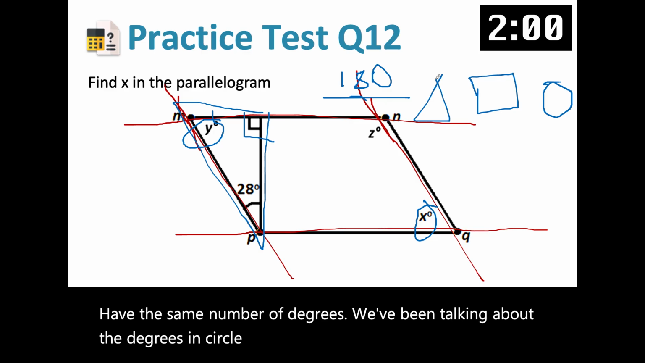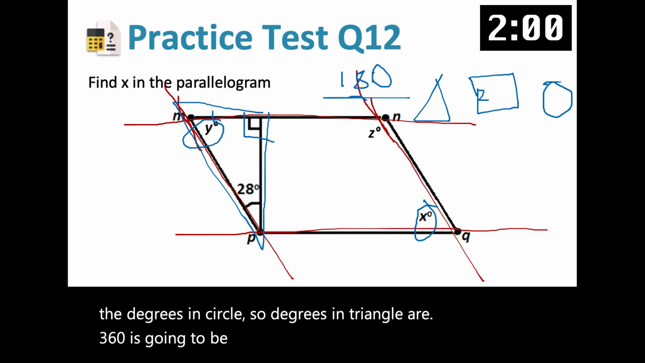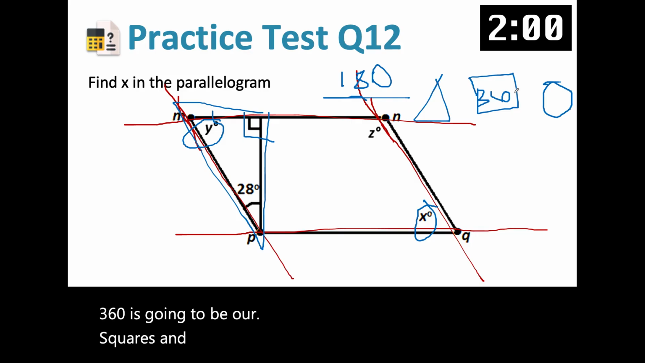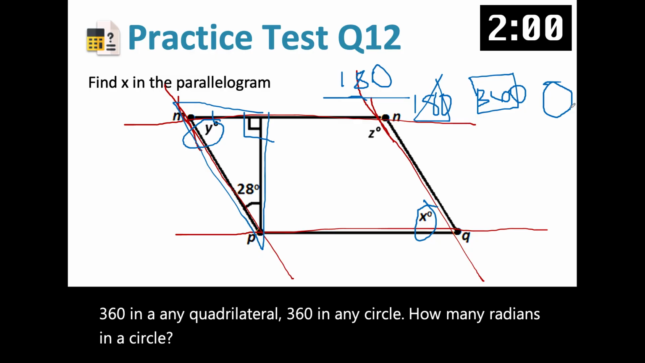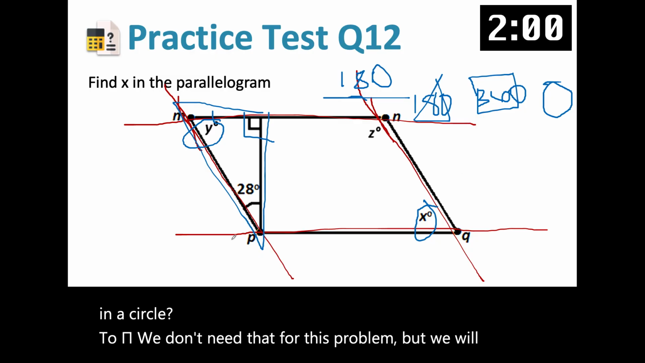So, degrees in a triangle are 180 in our triangle. 360 is going to be our squares and circles: 360 in any quadrilateral, 360 in any circle. How many radians in a circle? 2 pi. We don't need that for this problem, but we will need it later.